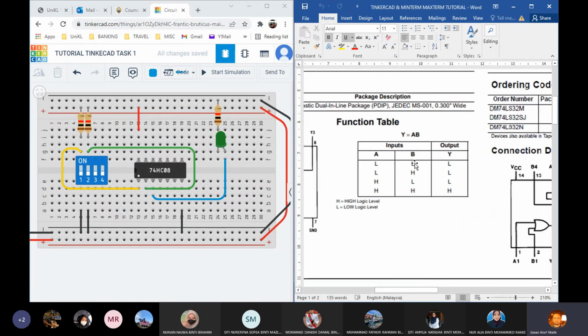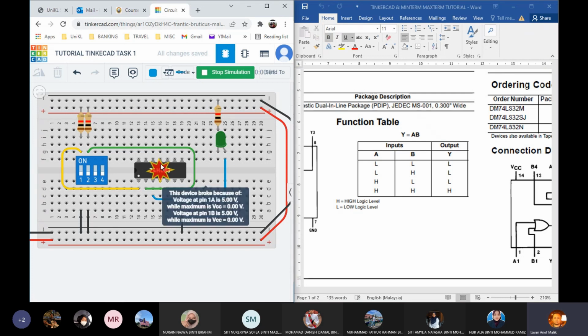Bila A kosong B kosong dia akan tak menyala. So saya kena tekan start simulation. And then saya boleh main dengan ni. Tapi sebelum tu, you might find this situation, contohnya macam ni lah, saya delete ni, saya terlupa dan saya start simulation.